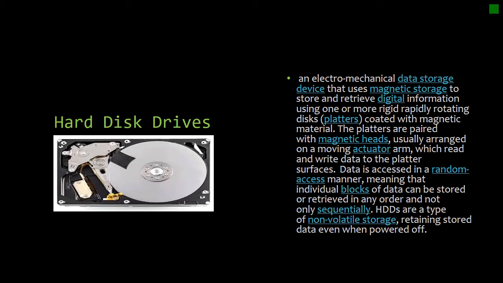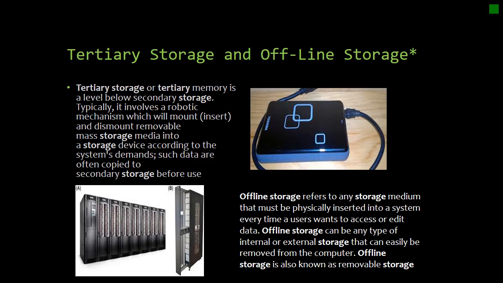Hard disk drives are a type of non-volatile storage which retains stored data even when power is off. Another type of memory is what we call the tertiary storage or the offline storage. A tertiary storage or a tertiary memory is a level below secondary storage. Typically, it involves a robotic mechanism which will mount and dismount removable mass storage media into a storage device according to the system's demand. Such data are often copied to a secondary storage before use.